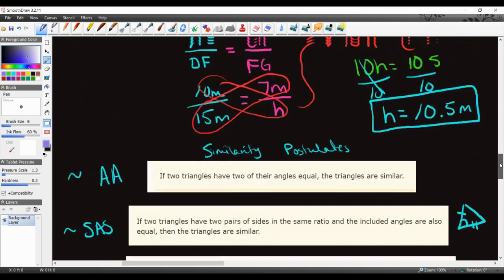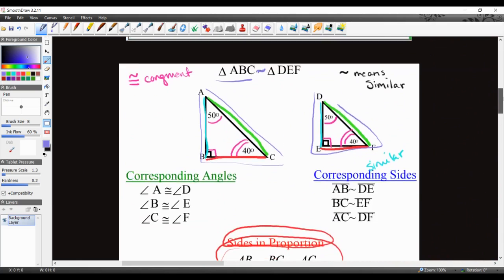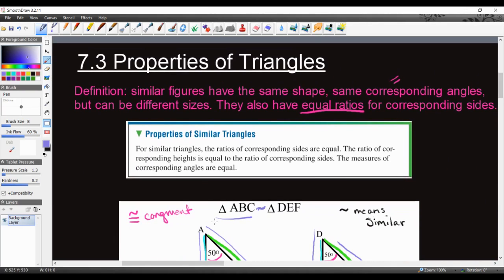All right, let's go ahead and move on. We're going to start talking about congruence now.